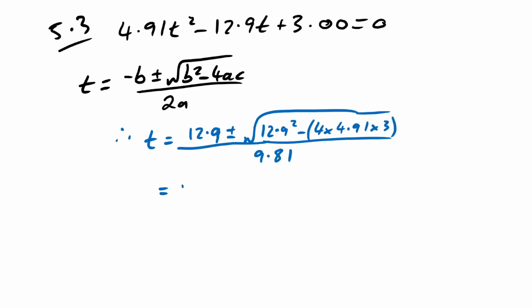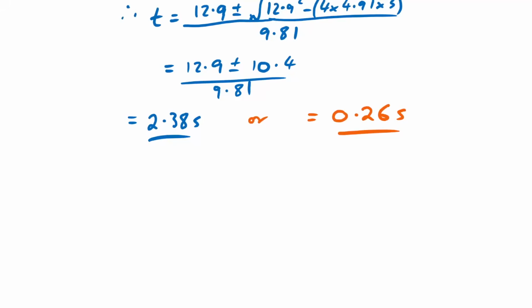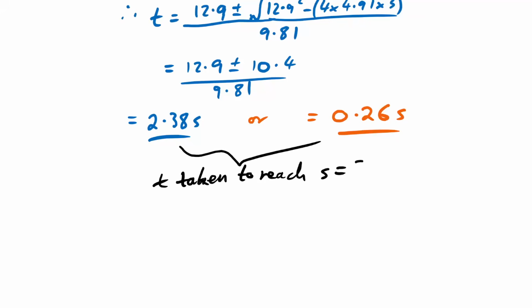So let's just do this one step at a time. This ends up being 10.4, okay, divided by 9.81. So that gives me, if I add it on, 2.4 seconds. Let's call that 2.38 seconds. Let's go to 3 sig figs, or 0.26 seconds. Okay, so what have we found? Of course, we found the time taken to reach an S of 3 meters.